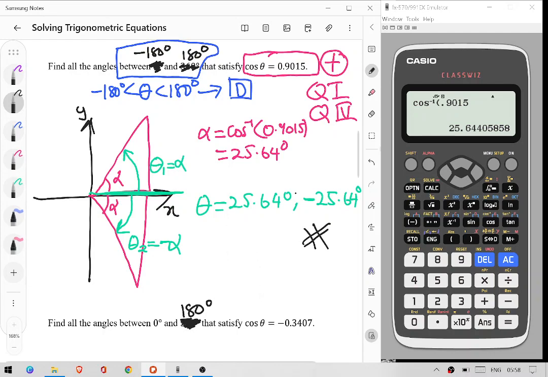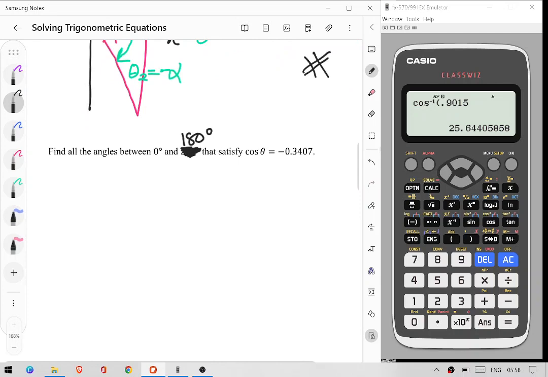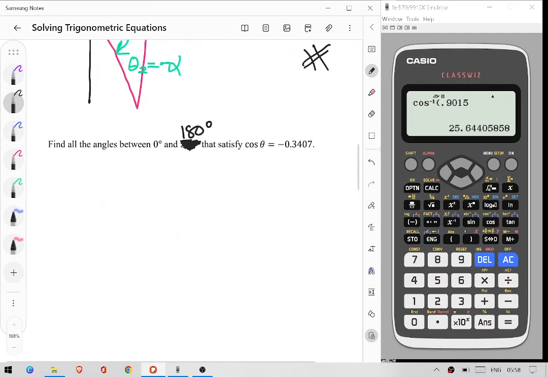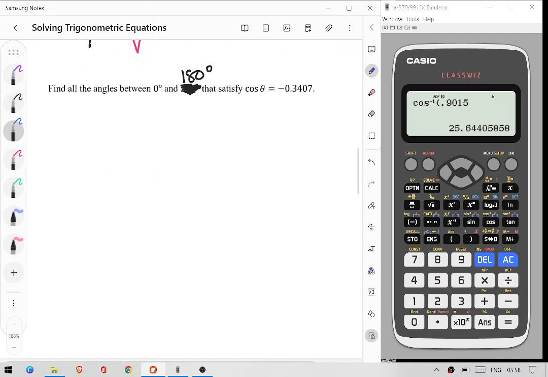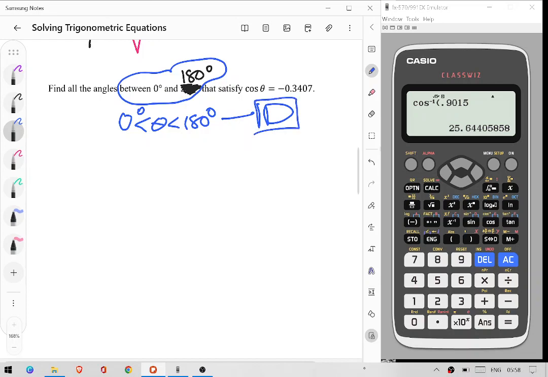Let's go for the second one. Find all angles between 0 and 180, meaning theta is between 0 and 180, and it also means degree, so we must set the calculator in degree. What is the next step? Look, the value of cosine is negative. If it's negative, it is in the second quadrant and the third quadrant.